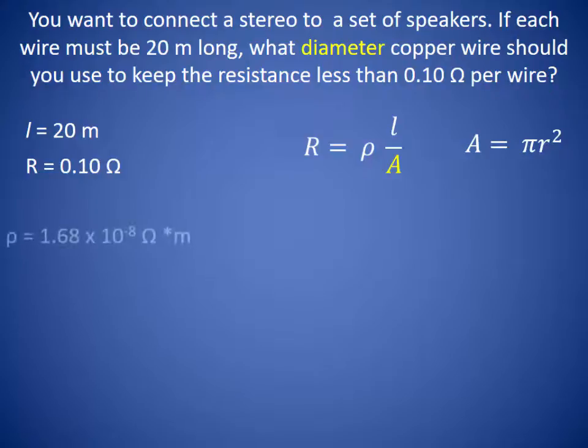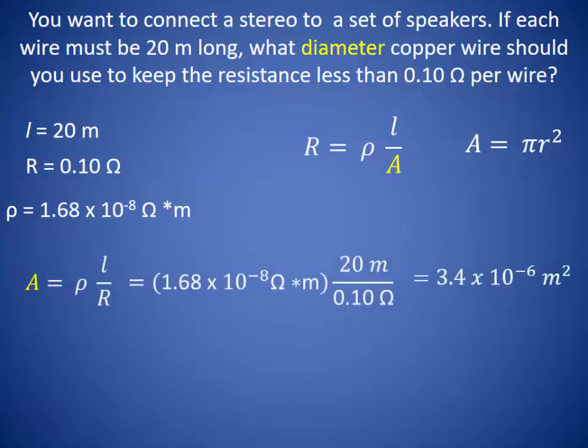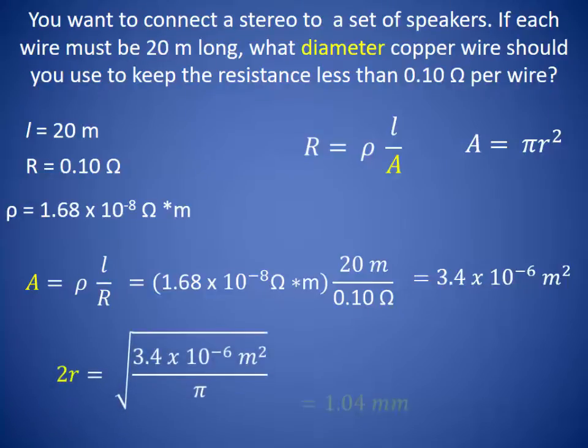We are also not directly given the resistivity of copper, but we can look that up to find it: 1.68 × 10^-8 ohm meters. Plugging in all those numbers, we find the area of our wires to be 3.4 × 10^-6 square meters. So now we can use this area to solve for the radius, which is of course half of the diameter, to find our wire needs to be 1.04 millimeters across.